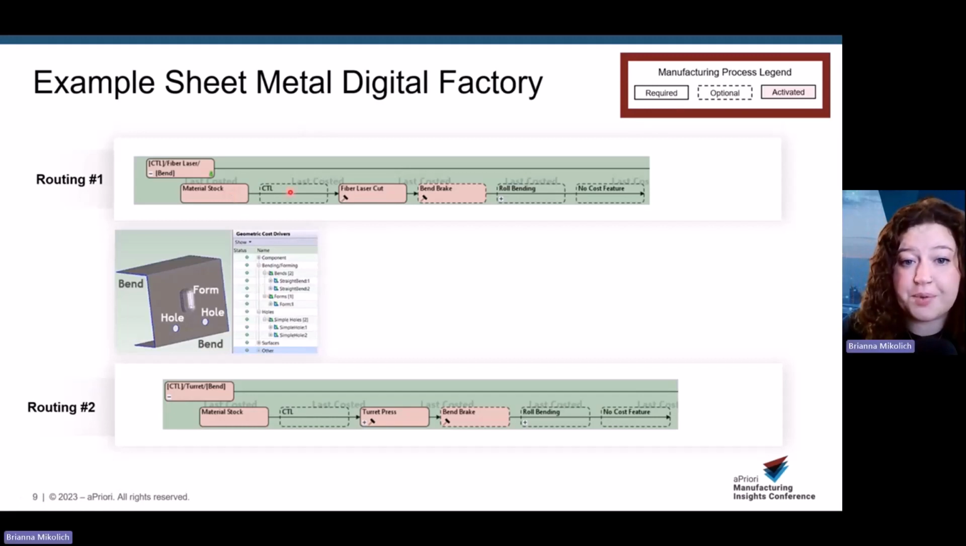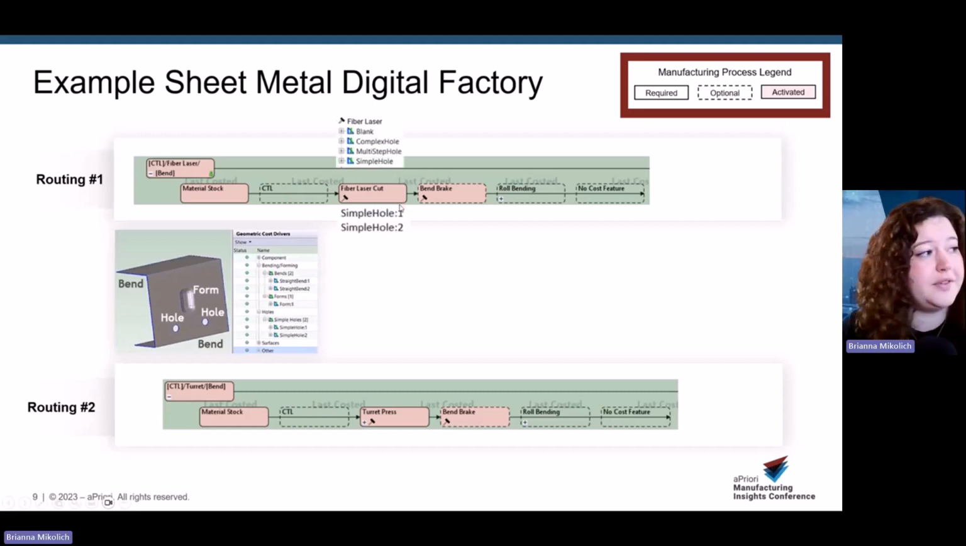Then it moves to the optional cut sheet to length node. In this instance, it's not needed, so aPriori moves on to the fiber laser cut process. Now what I've done here is I've included some of the different kinds of geometry that can be manufactured at the fiber laser cut process. And from this list, simple hole 1 and simple hole 2 can be manufactured. Now technically, this is the last required node in the routing, but there are still 3 pieces of geometry to successfully manufacture for this routing to be feasible.